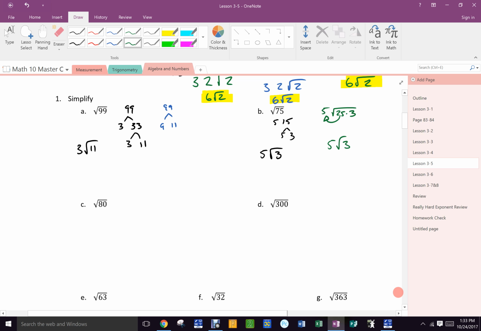80. How can I break it down? Pardon? 20 and 4. Can I stop at the 4? Why? It's a perfect square. Excellent. What about 20? Can I break it down again? Into what? 5 and 4. Can I stop at the 4? Why? Perfect square. So what I have there really is 4 times 4 times 5.